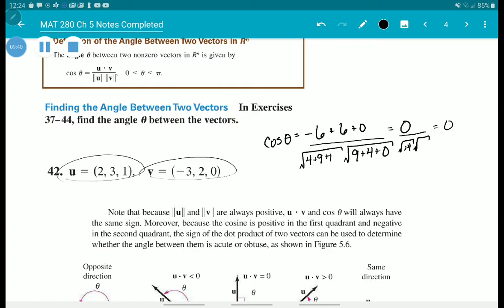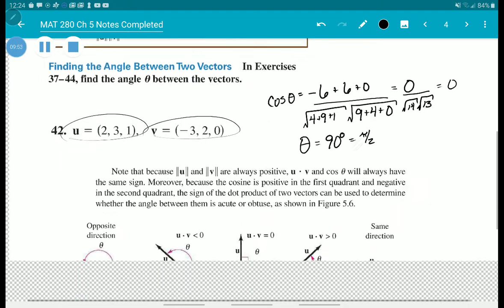But if we wanted to write this out, we could. So then the inverse cosine of 0 is going to give us 90 degrees, or we could say pi over 2. So that's your angle between those two vectors.